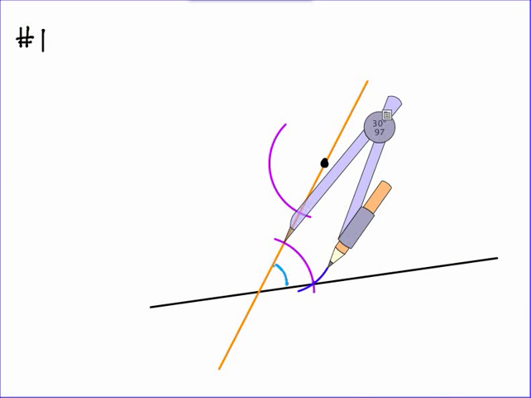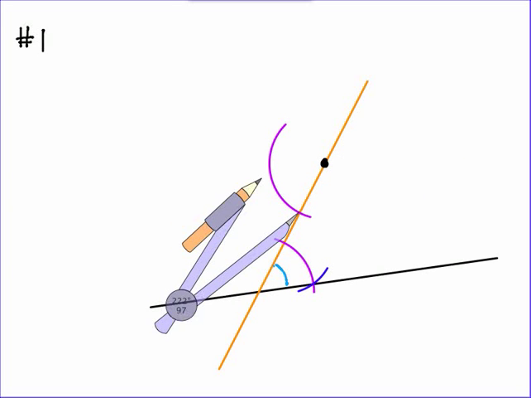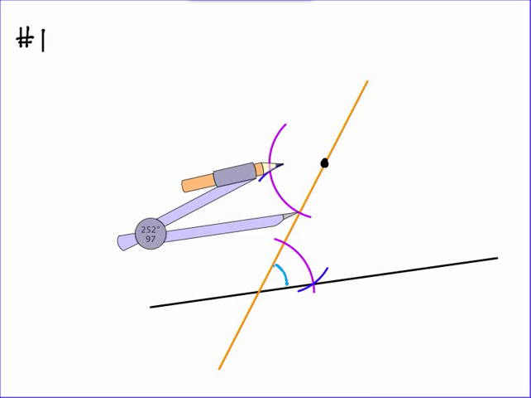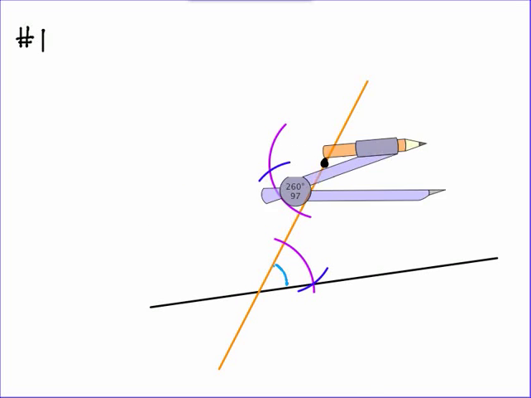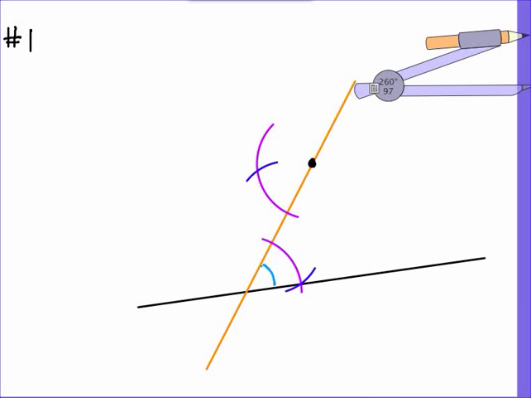Okay, so notice what you're doing there is measuring that arc. Go ahead and bring your compass up over here to this point. Swing that around. Where those two intersect, that is where you can draw the line. And that means those two angles are identical. So now if I draw my line through, there we go.